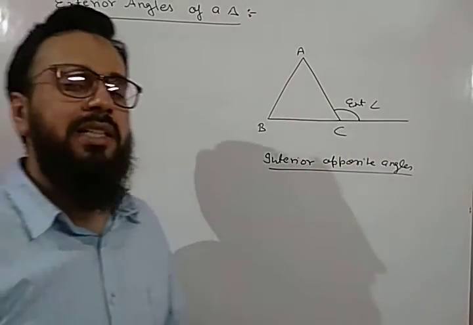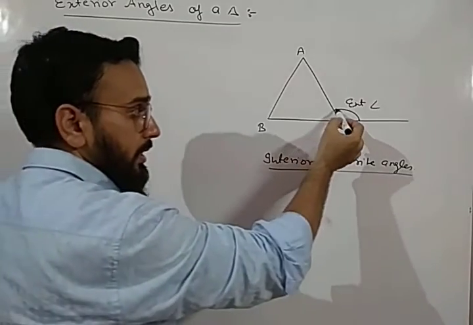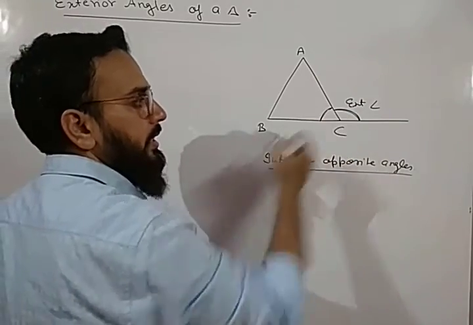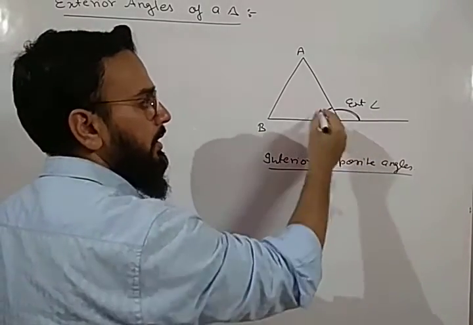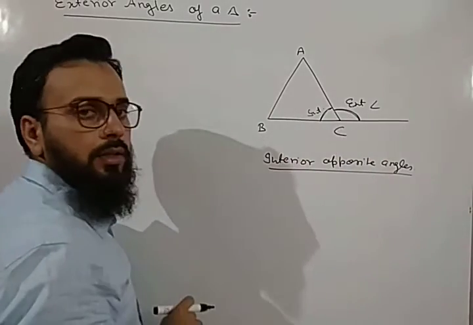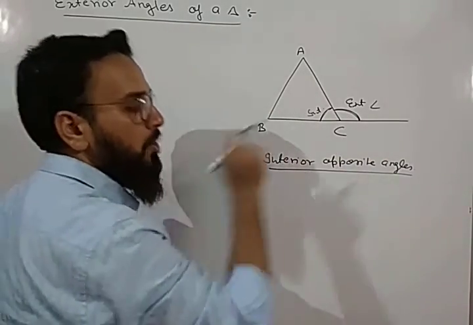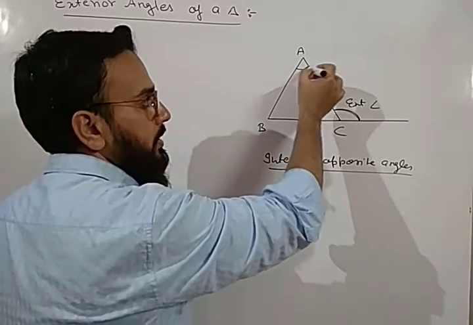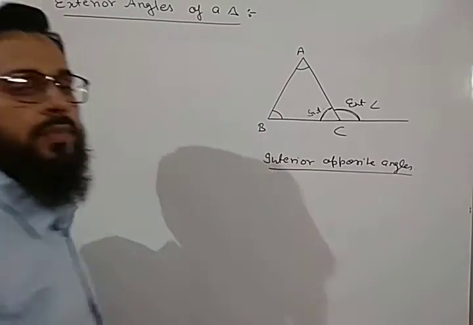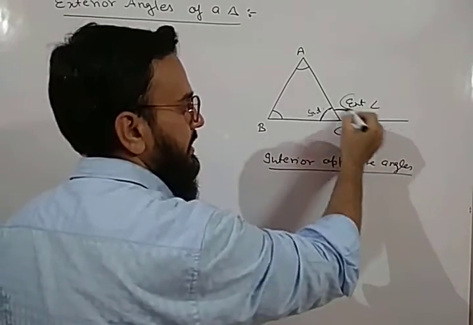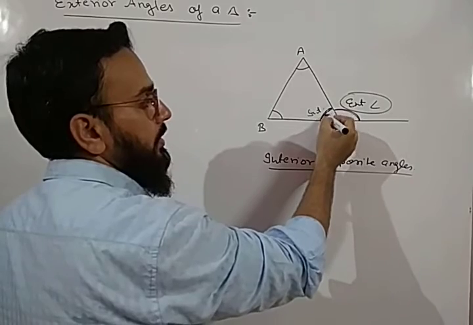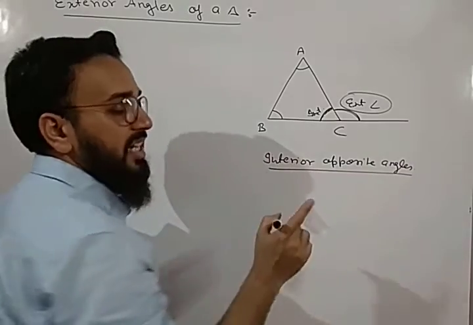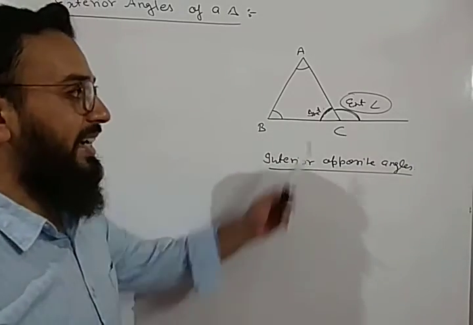So what are interior opposite angles? So the angle respective to the exterior angle, this is interior angle. With respect to this exterior angle, this is our interior angle. But we are talking about interior opposite angle. So now opposite to this angle, there are two angles, angle A and angle B. So if we are considering this angle as the exterior angle, then the linear pair of this angle will be the interior angle. But it will not be interior opposite angle. What will be the interior opposite angle?